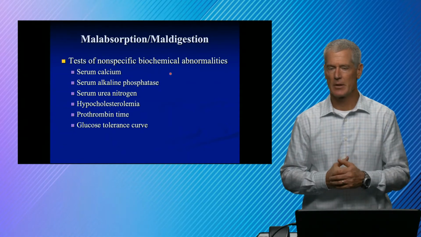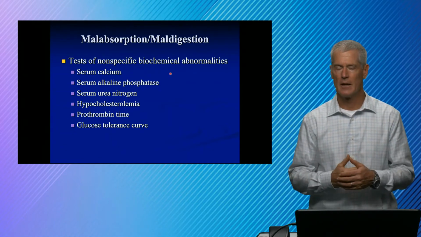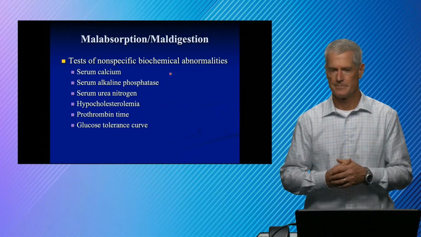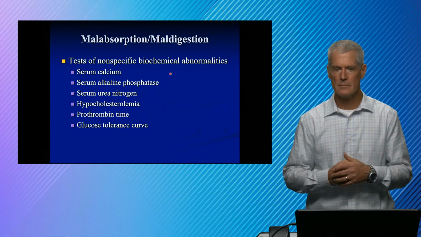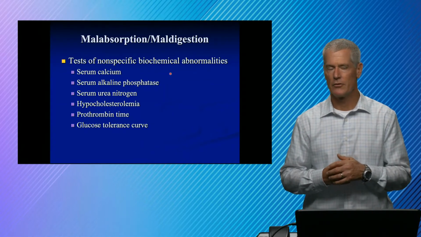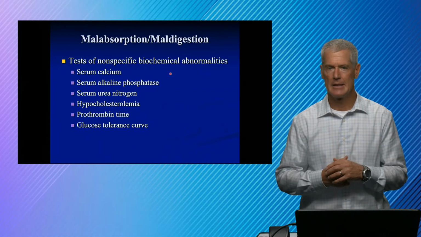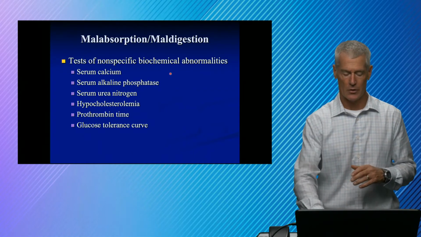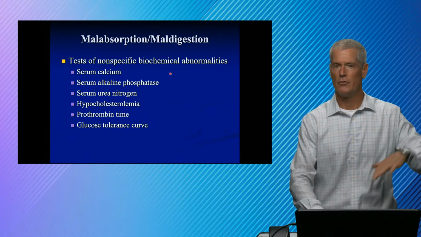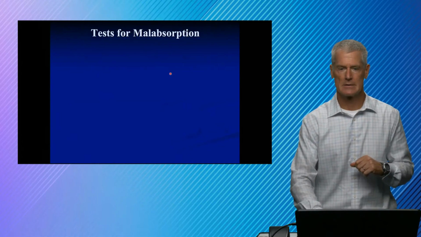Urea nitrogen is typically low because you're not absorbing it. They're hypocholesterolemic because they're not absorbing cholesterol. Prothrombin times typically go up. They go up because you're not absorbing vitamin K. And glucose tolerance curves are typically flat. So you give glucose, but you don't see the normal rise.